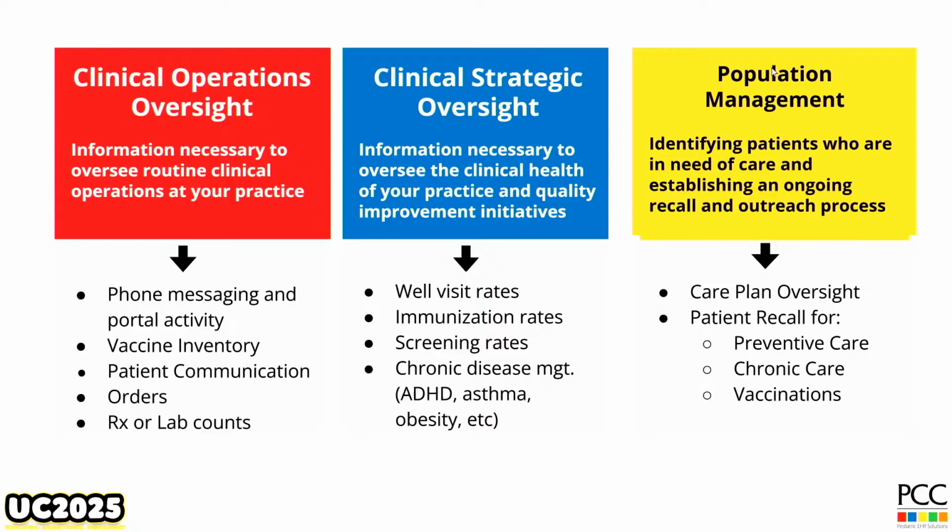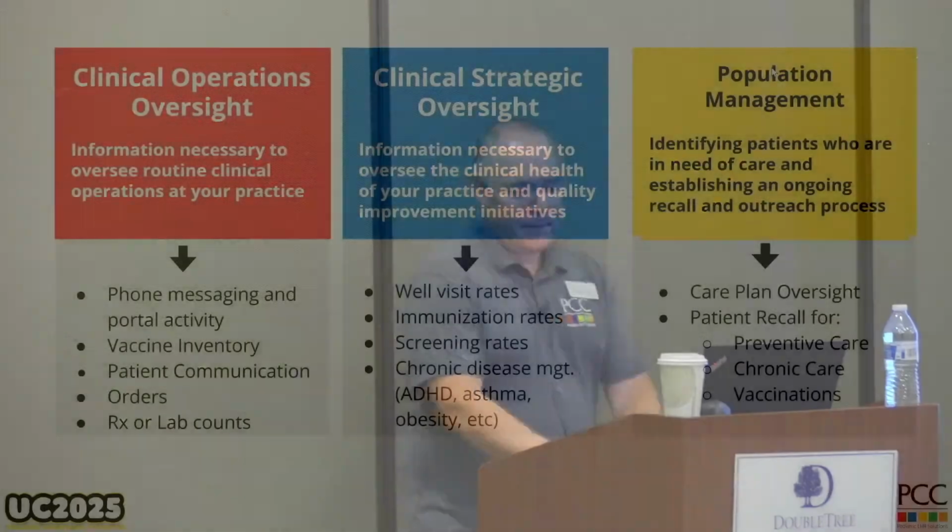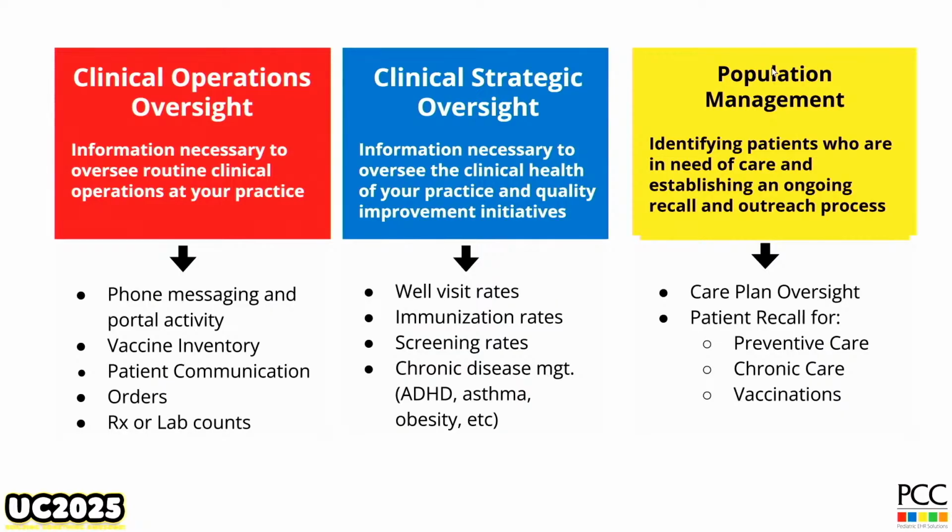And then finally, we're going to get into population management, and this is recall. Like, how do you get lists of patients from the EHR that you can reach out to, or lists of patients that are maybe due for vaccines or due for well visits or other services, as well as care plan oversight. So if you have patients that are in need of special care plan and frequent visits, and you're tracking care plans for them, well, how do you get a list of those and manage those patients? So that's population management. We'll get into that as well.